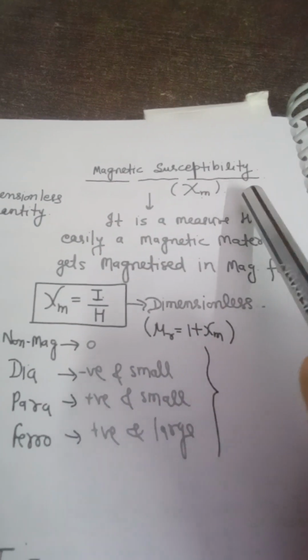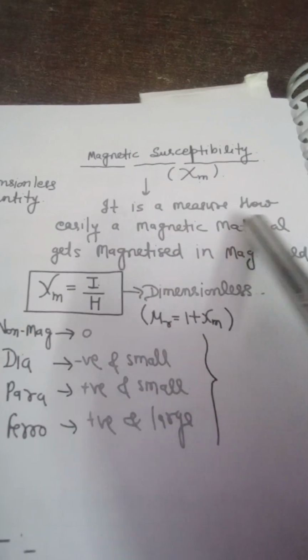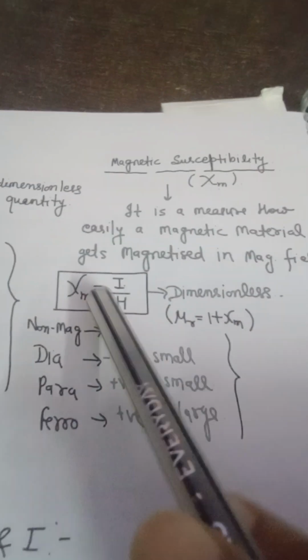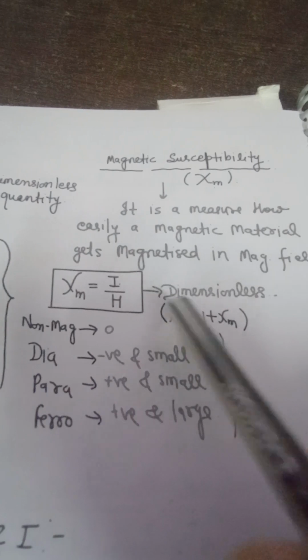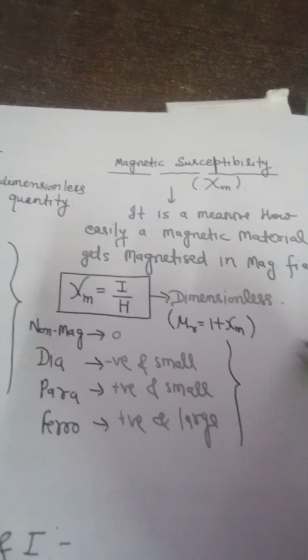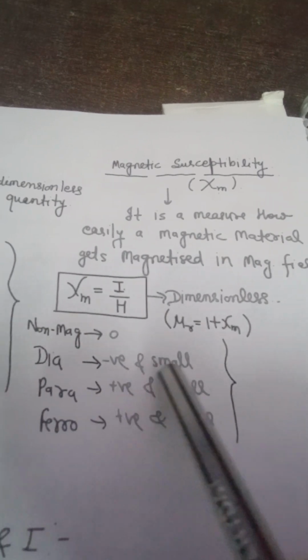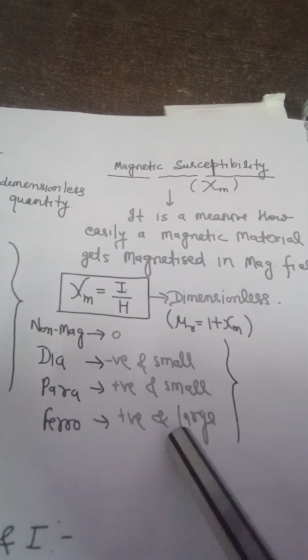Then I am telling you about magnetic susceptibility. It is chi m. It is a measure of how easily a magnetic material gets magnetized in a magnetic field. So chi m is equal to I upon H. It is dimensionless, and mu r is equal to 1 plus chi m. For non-magnetic it is 0. For diamagnetic it is negative and small. For paramagnetic it is positive and small. For ferromagnetic it is positive and large.